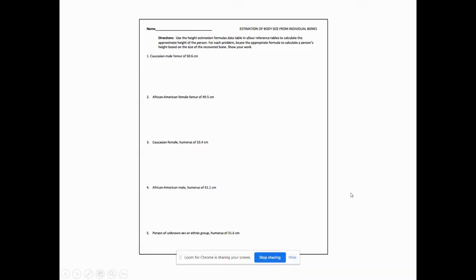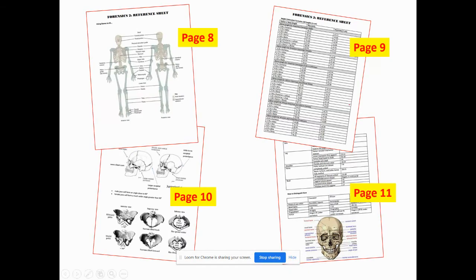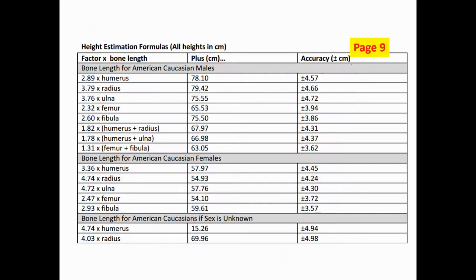Okay, I'm going to take you through this practice worksheet that's entitled Estimation of Body Size from Individual Bones. And for this one, you're going to need these pages in your reference tables as usual. And here we go. So on page 9 in your reference tables is this big mysterious chart.